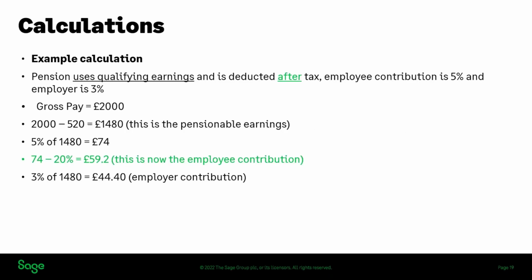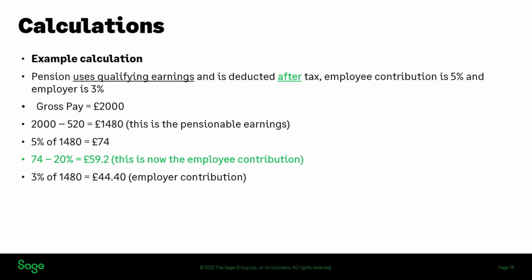Now the next one has one more change, which includes an additional step in the calculation. When the contribution amounts changed to 5 and 3%, it did throw off a few people on this one just because of the values, and I'll explain in a minute. This time the pension uses qualifying earnings and is deducted after tax. So it's after tax this time. We're sticking with 5 and 3% as our contributions. Gross pay again is £2,000.